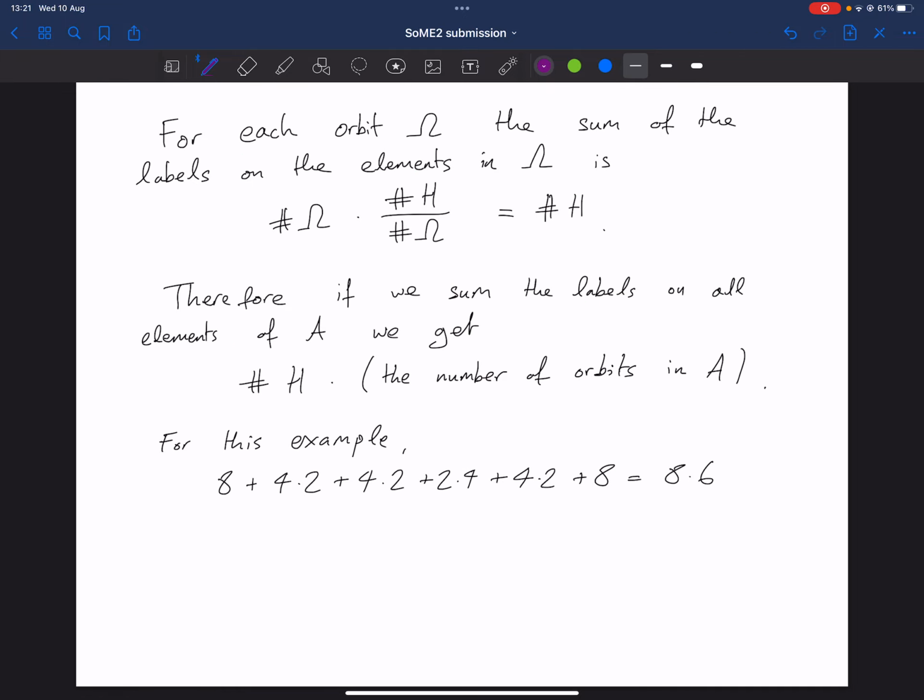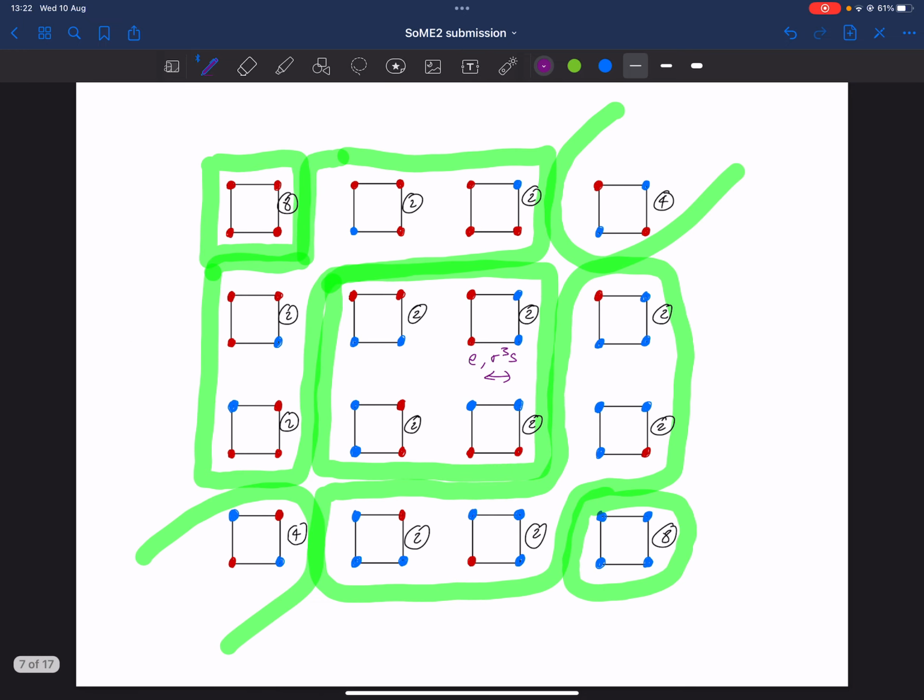For each orbit, if we add up the labels of the elements in that orbit, each label was the size of H divided by the size of the orbit. The number of labels that we're adding up is the size of the orbit, so altogether it's going to be the size of H. So we can see in our example, in each of our orbits, the elements of that orbit have labels that sum to 8, because 8 was the size of our subgroup. For example, we have this orbit with 2 elements, each one labelled with 4, and of course 4 plus 4 is 8.